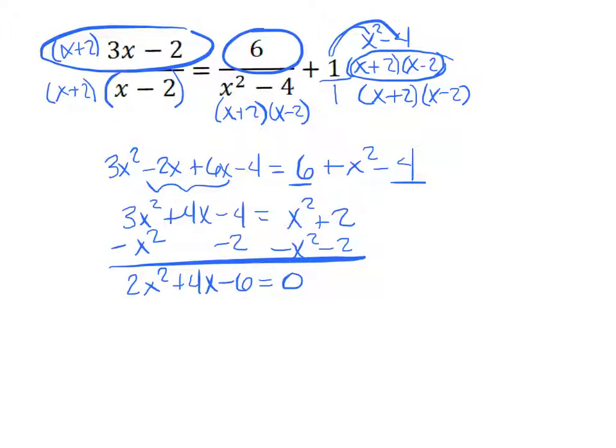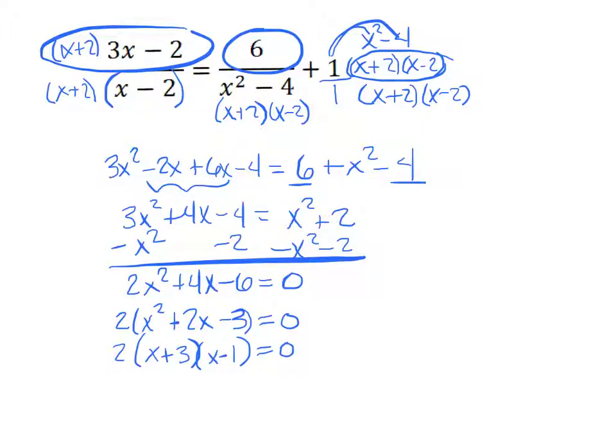Now before I double bubble, I'm actually going to take out a 2 because it'll make my life a lot easier. So we get x squared plus 2x minus 3. So now all I have to do is double bubble the polynomial there. So we've got x and x, 3 and 1, positive 3, negative 1. So then as I solve, remember 2 equals 0 doesn't work, so we can kind of ignore that. So x plus 3 equals 0 and x minus 1 equals 0. That gives us x equals negative 3 and x equals 1.